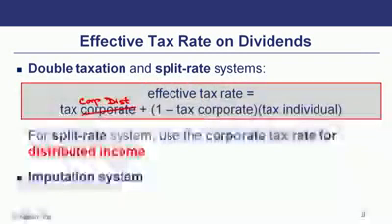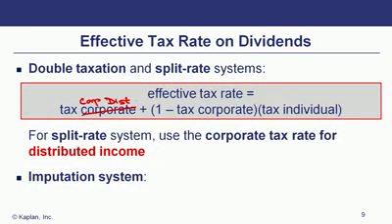So in this formula, the tax rate that I'm going to use for corporation, the corporate tax rate, is going to be for distributed income. Again, it is corporate tax rate, not individual, but corporate tax rate for distributed income. Use that. So for the exam, if you're given two corporate tax rates, the one for distributed income is the one that you're going to use in this formula.